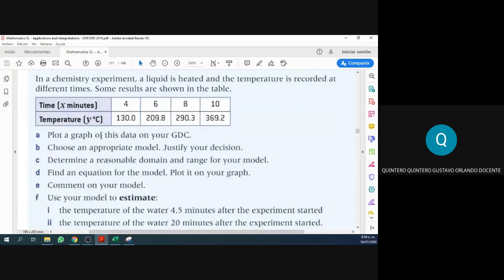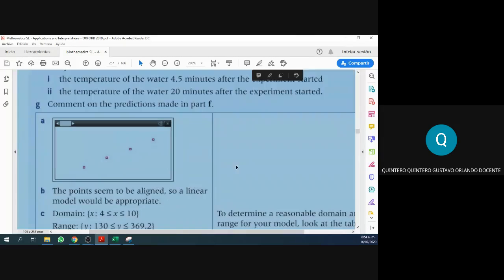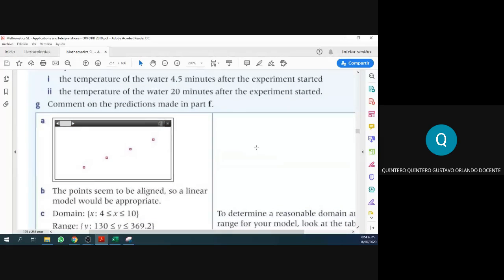The first one, plot a graph of this data using your GDC. Now, you don't have to do it because I have it right here. The book has already done it. This should be the drawing that you have if you do the example. There, this one, right? So we can see the points are going up. This is the first step in modeling. Try to plot the points to try to determine the behavior of the points.